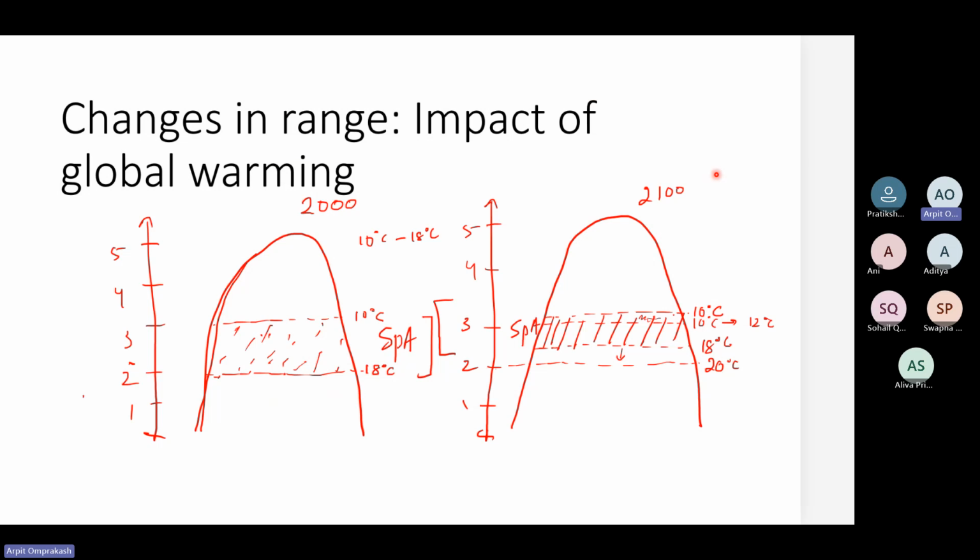So due to global warming, what is happening is basically there are shifts in range. Animals and birds are moving upwards on mountains because it's getting hotter and hotter.